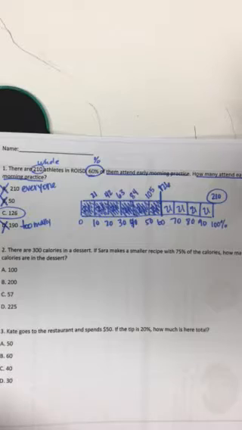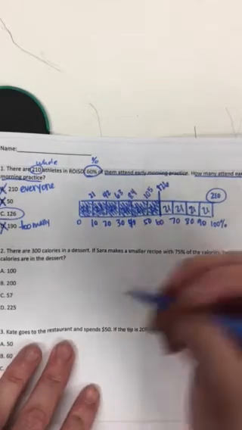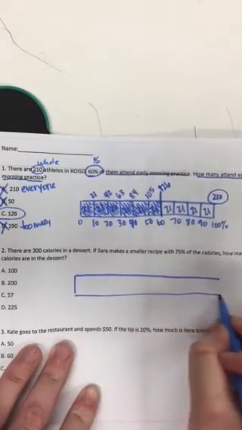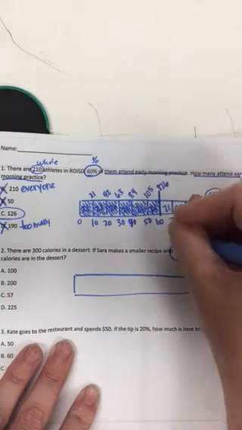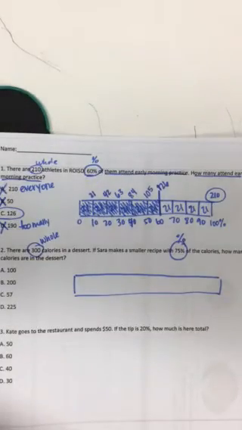But let's look at number 2. Number 2 says there are 300 calories in a dessert. If Sarah makes a smaller recipe with 75% of the calories, how many calories are in the dessert? So I'm looking for 75% of 300 calories, which is my whole.